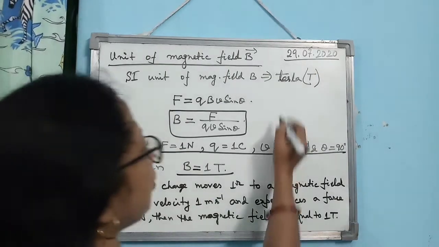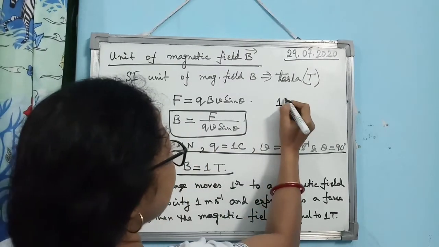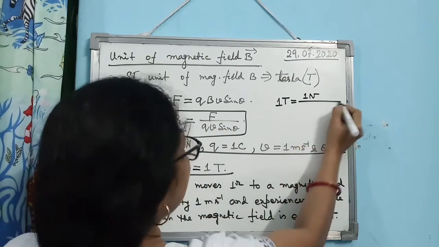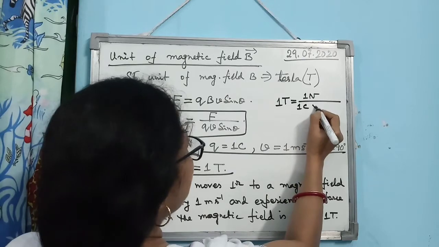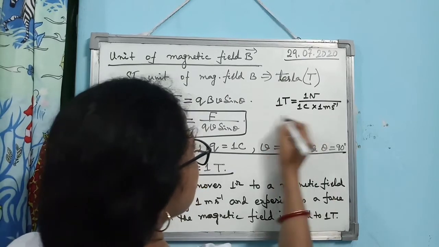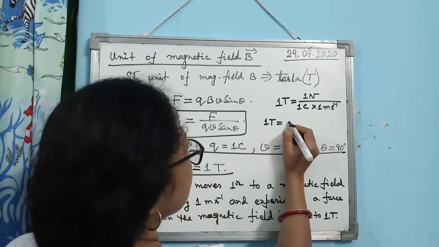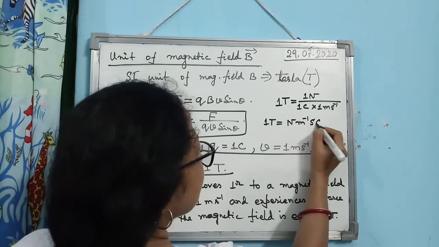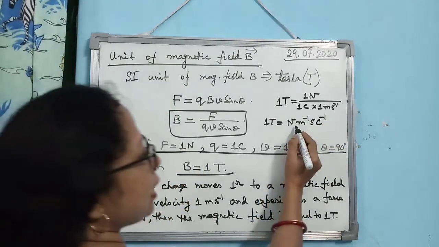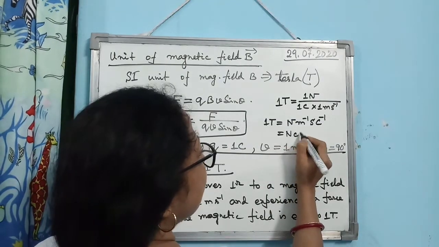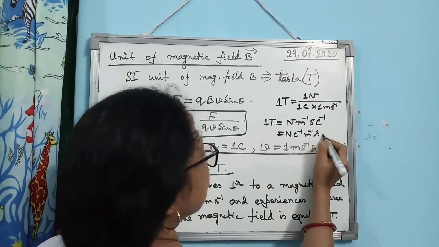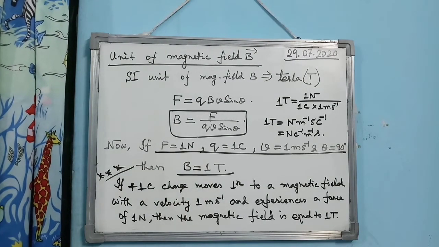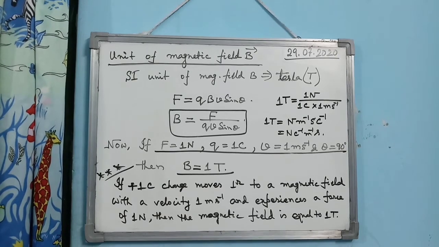Alright, now another point you see from this relation: 1 Tesla is equal to, from this relation, F is 1 Newton, Q is 1 Coulomb and V is 1 meter per second. So you see 1 Tesla is equal to Newton per meter per second per Coulomb, or you can write it as Newton per Coulomb per meter into second. Clear? So this is the way one can define Tesla in terms of the Lorentz force.